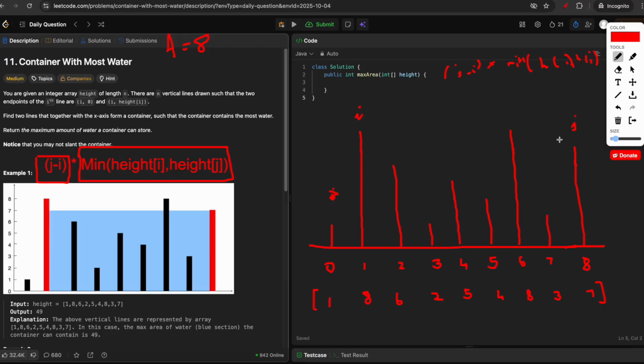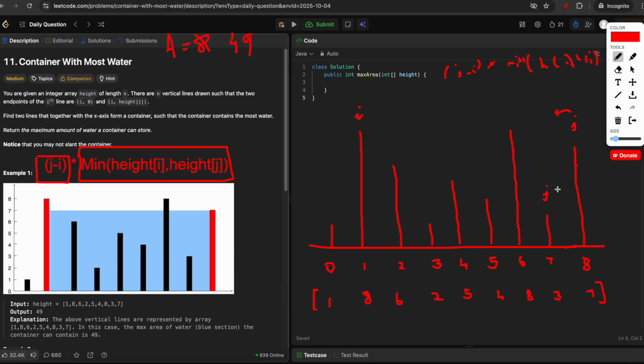and let's find the area again. So the area will be: width is 8 minus 1, which is 7, and the height will be the minimum of 8 and 7, which is 7 again. So area is 49. Now we have the new area 49, so we'll update it in our answer. Now after doing this, we'll again look at height of i and height of j. Now we see that height of j is the smallest one, so we move j to the left. So now j becomes here, and we try to find the area, and we keep repeating the process.